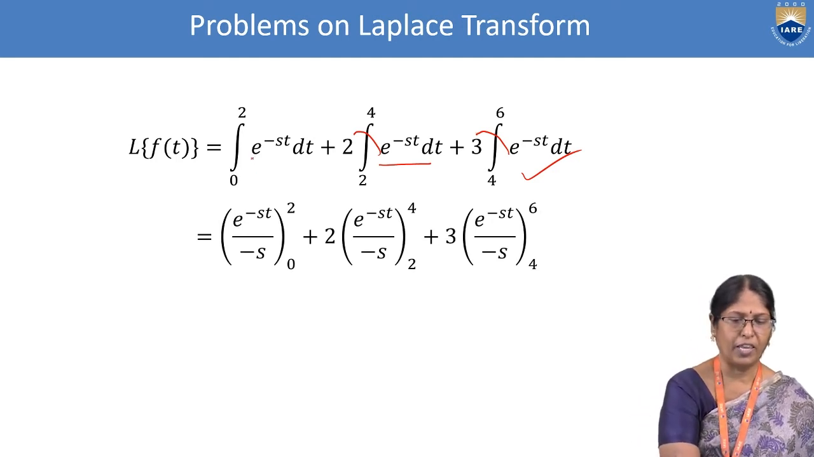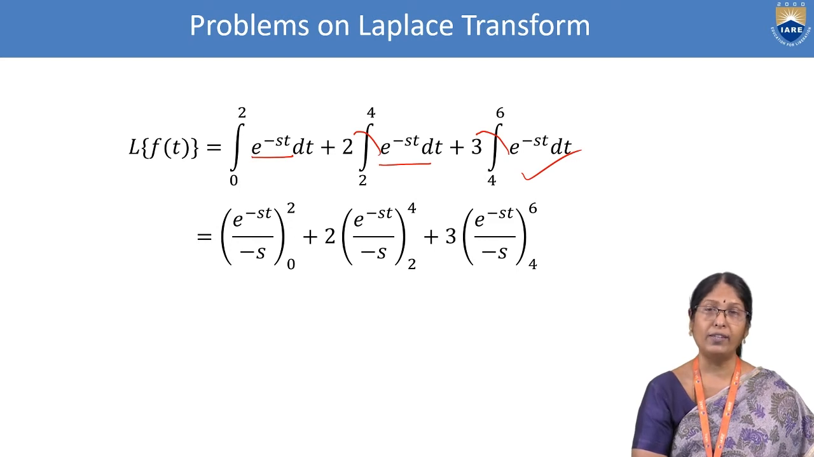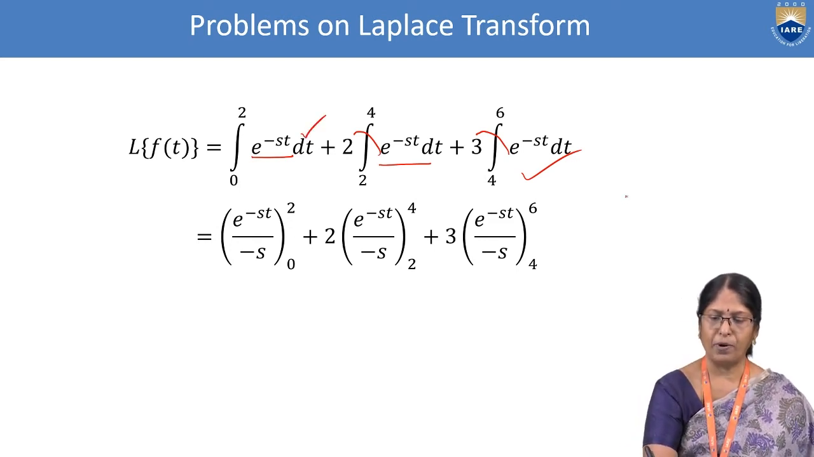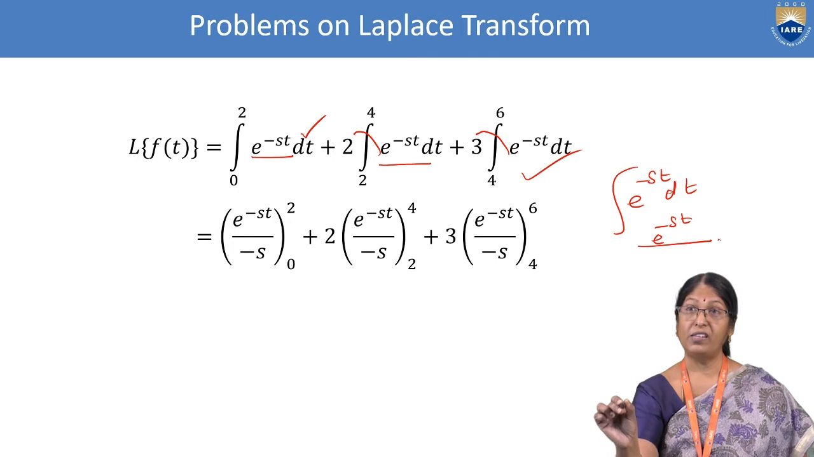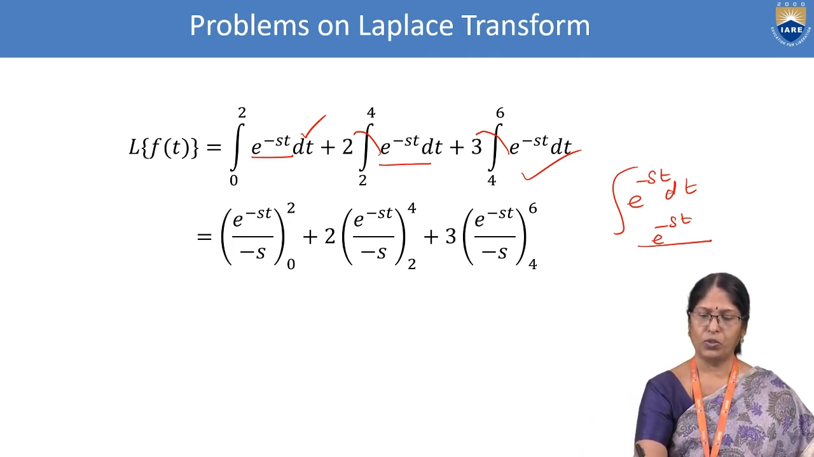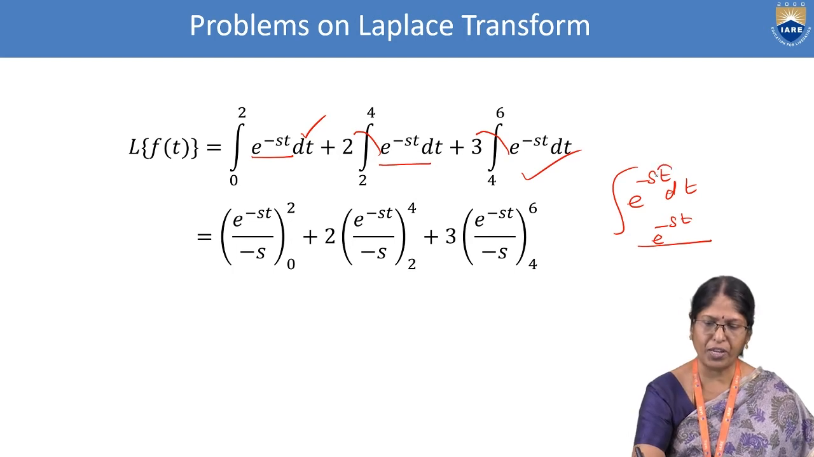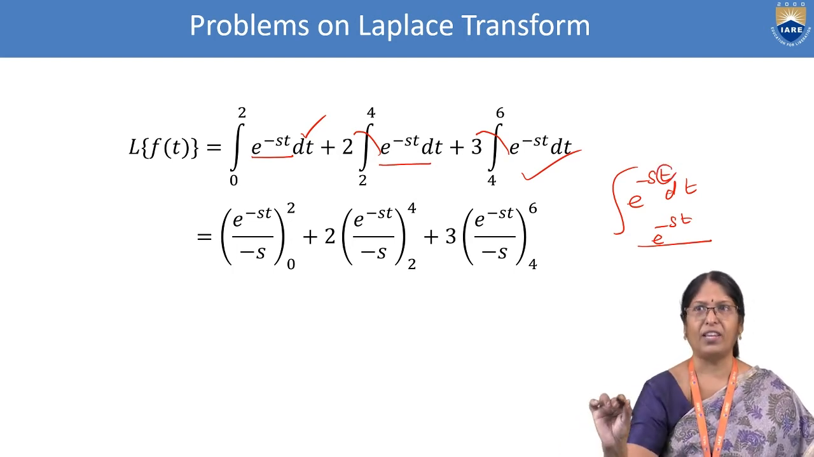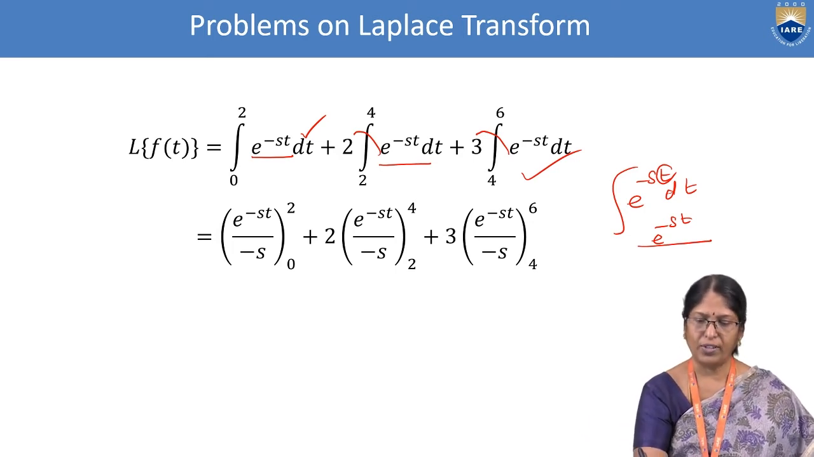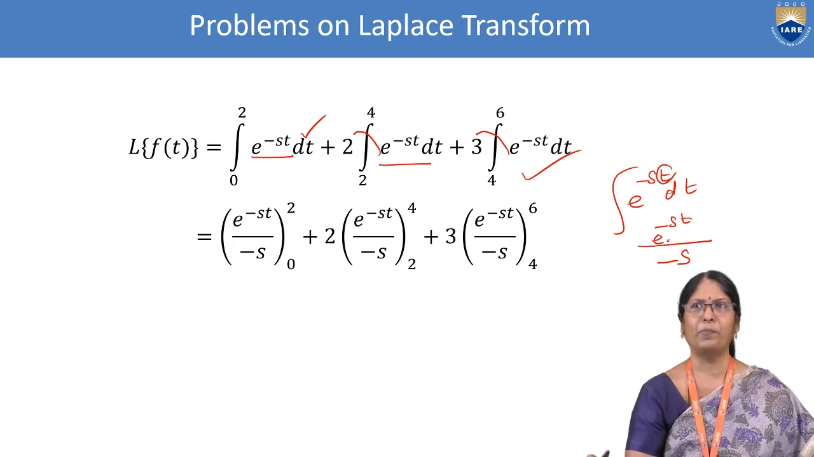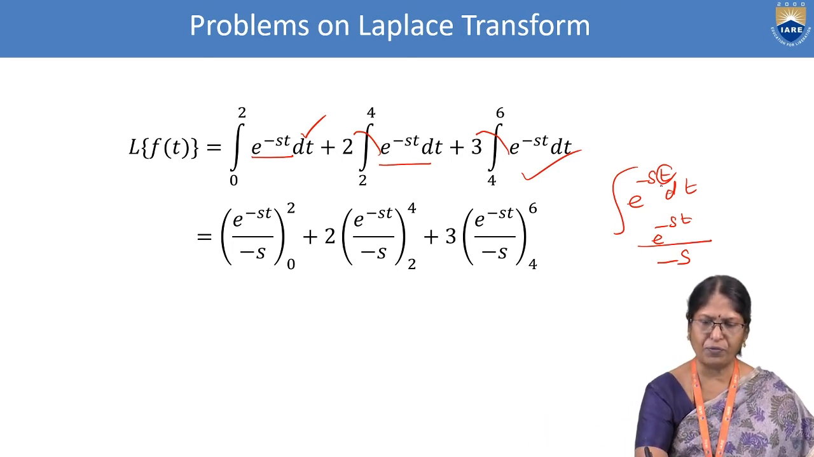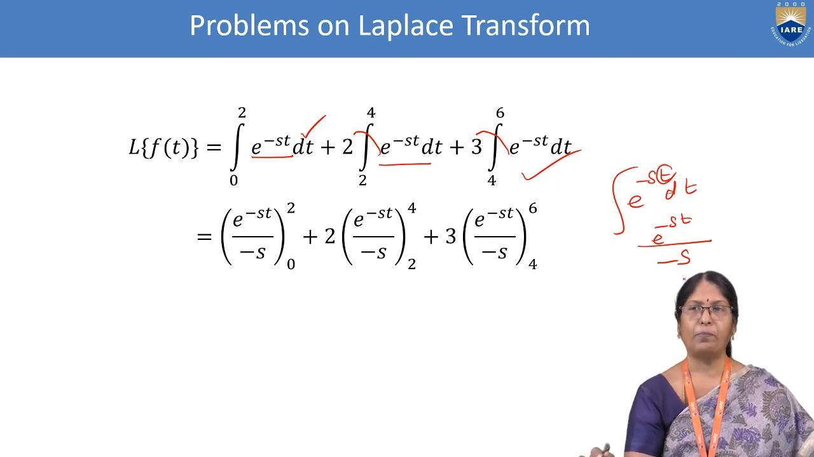Next one, here e power minus st is there, so we have to do the integral with respect to t. So e power minus st dt, this integral we have to do. So e power minus st divided by the coefficient of t, since we are integrating with respect to t. Very simple thing: take the coefficient of t, leave t, and the remaining is minus s. This is a small easy technique to avoid careless mistakes. So e power minus st divided by minus s.